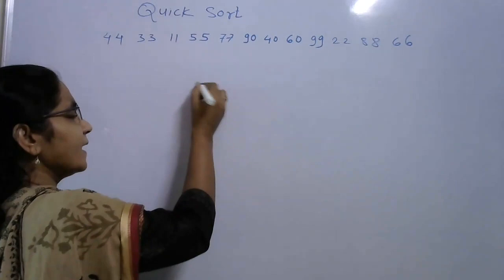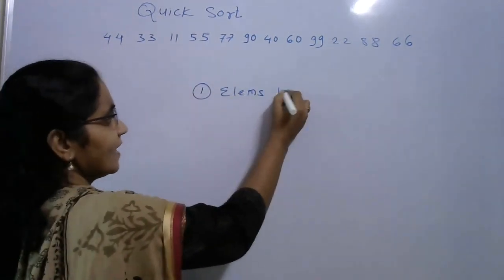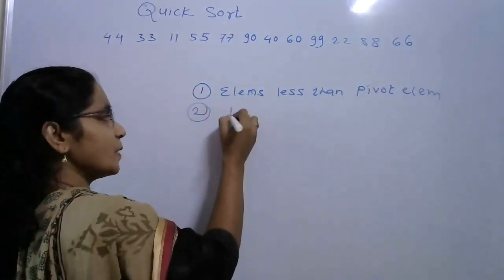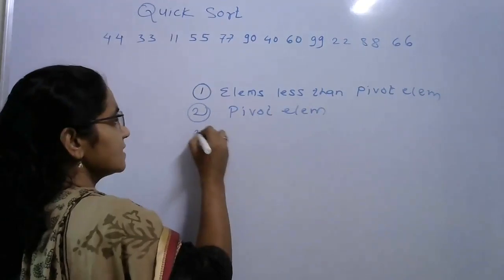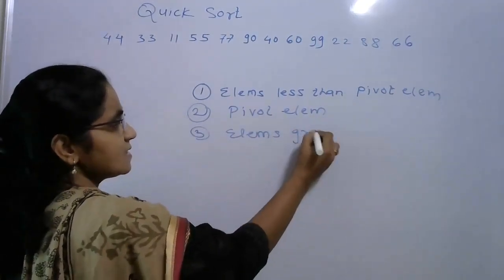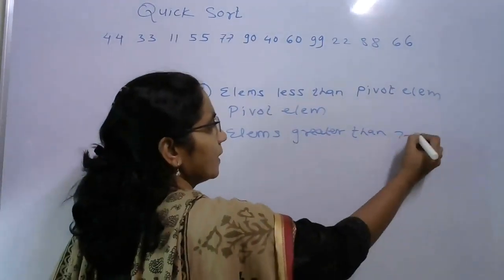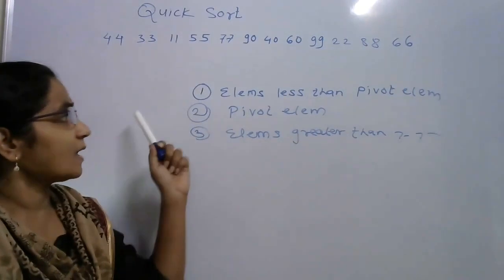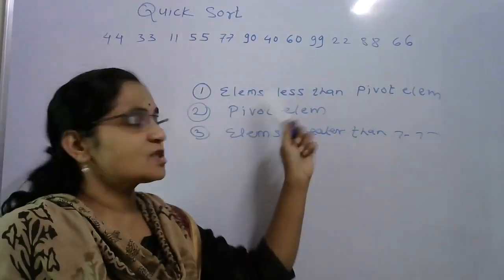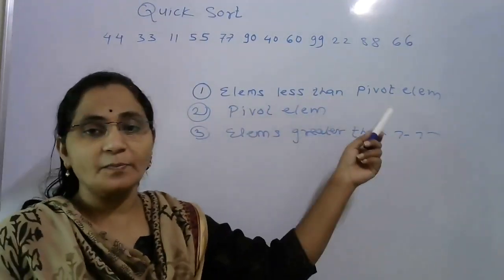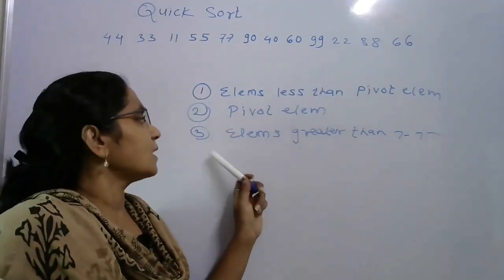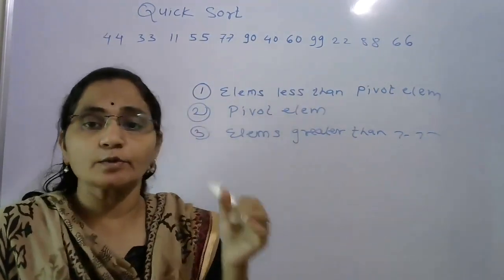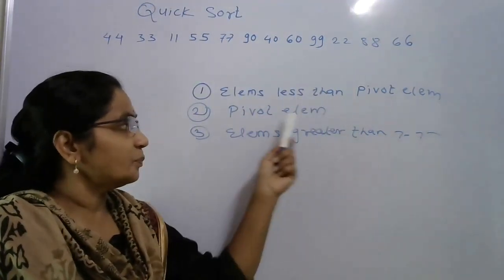The first one is the elements less than the pivot element. The second one is the pivot element, and the third one is the elements greater than the pivot element. So these are the subparts of the given array. This whole array is divided into three different parts: the elements less than the pivot element, then the pivot element, and third, the elements greater than the pivot element. Means this given list is divided into three parts: less than pivot, then pivot, and greater than pivot.